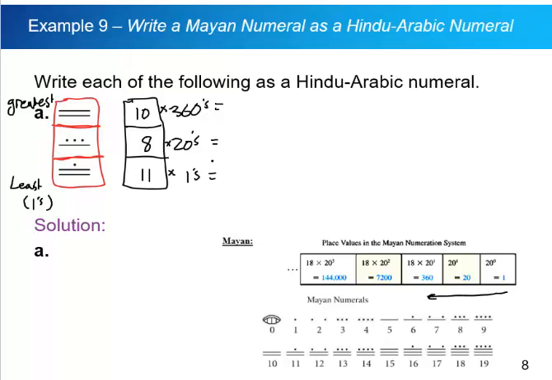okay, so again, same idea, we multiply across. 10 times 360 is 3,600. 8 times 20 is 160. And 11 times 1 is 11. Add everything up, and we should get 3,771.